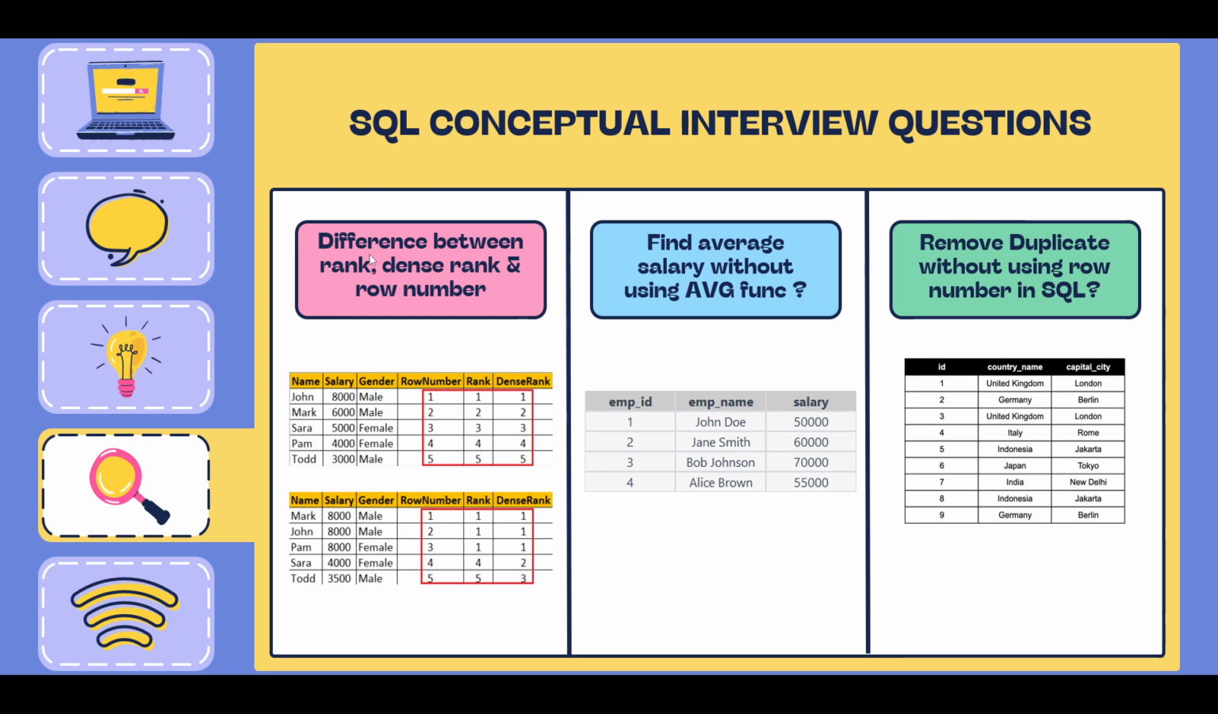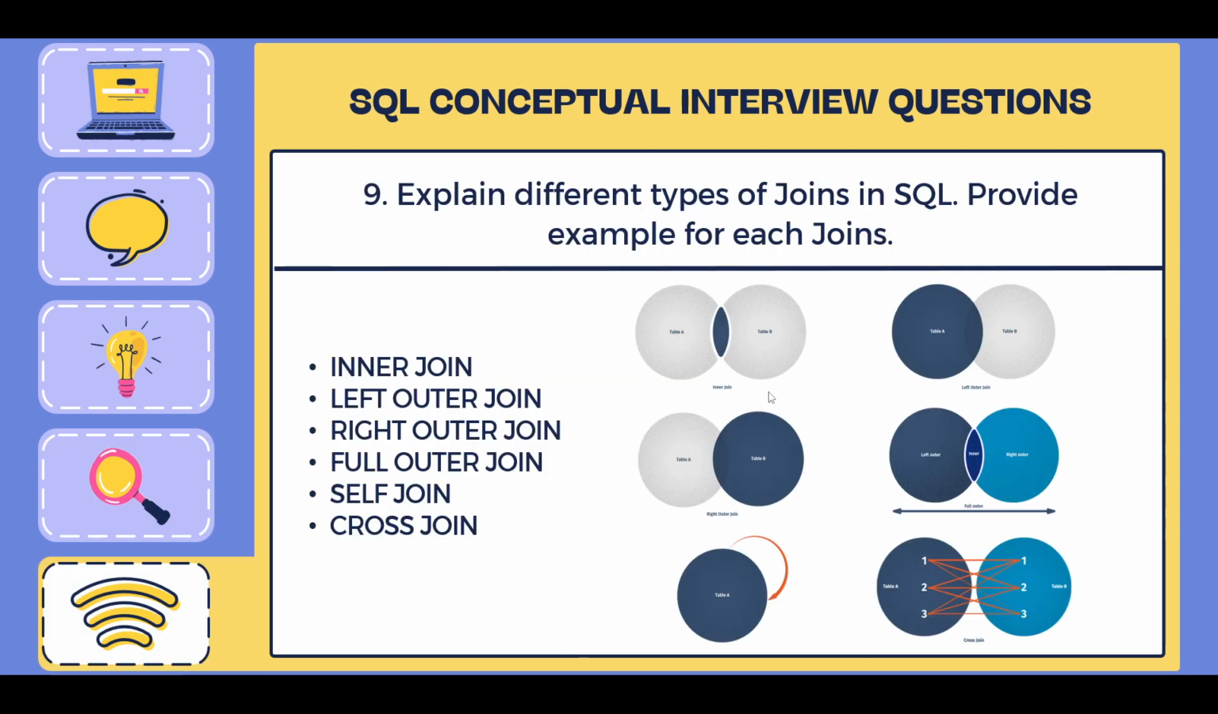Okay, so we have the difference between rank, dense rank, and row number. Find average salary without using the average function. And third, we have remove duplicates without using row number in SQL. Sometimes they purposely ask you to remove duplicates without using row number. What happens here is that they give some duplicate values and ask you to remove duplicates without using row number. Okay, so prepare well.